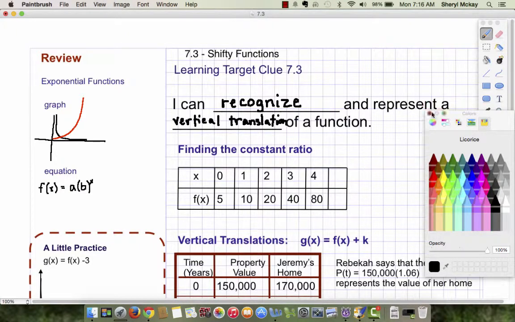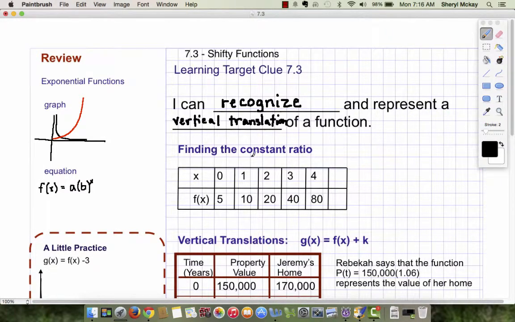Now, let's see if we can figure out what this exponential function is. If you look here, right where it says finding the constant ratio, what I'm looking for is this b, which was the constant ratio. Then we multiply that constant ratio by itself to the power of whatever our x was. And this a was kind of where we started. Okay? So let's take a look at this graph right here.